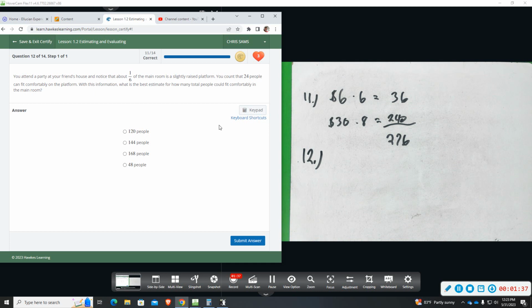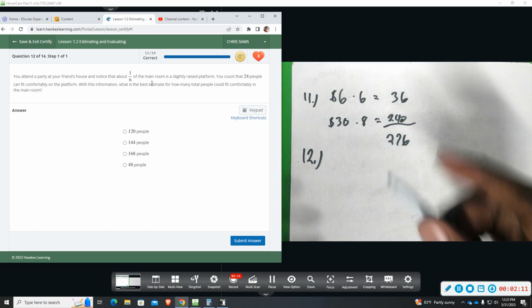You attend a party and you notice 1/6 of the main room is a slightly raised platform. You count that 24 people can fit comfortably on the platform. With this information, what is the best estimate for the total people that could fit comfortably in the main room? So if 1/6 is a platform and that equals 24, that's 1/6.